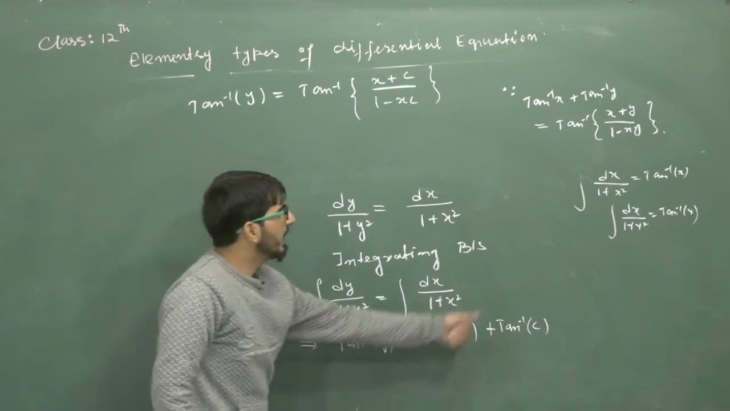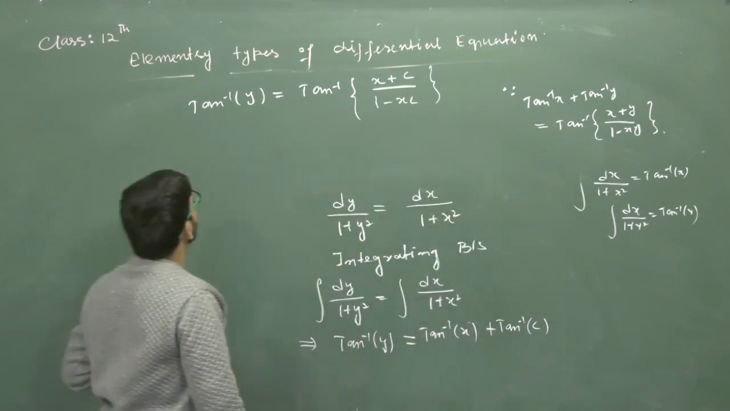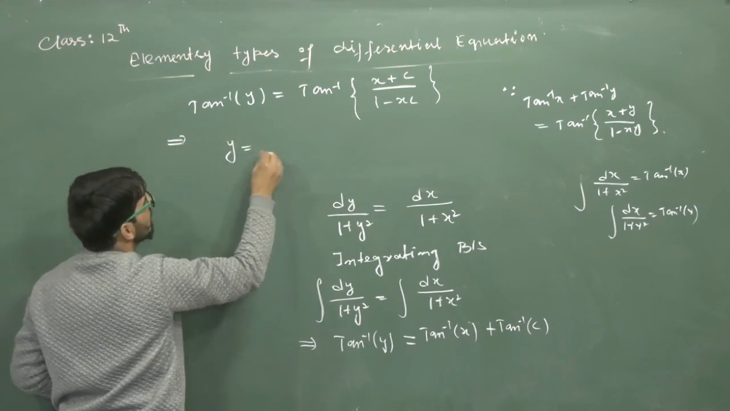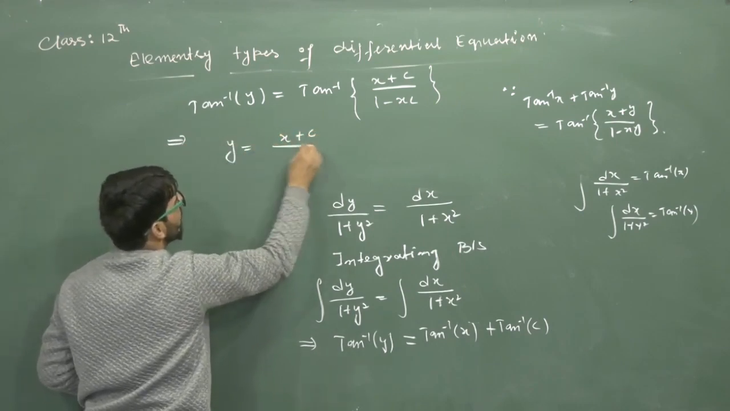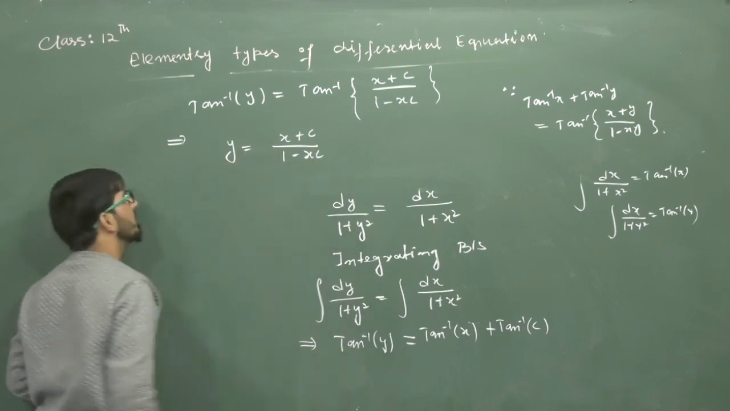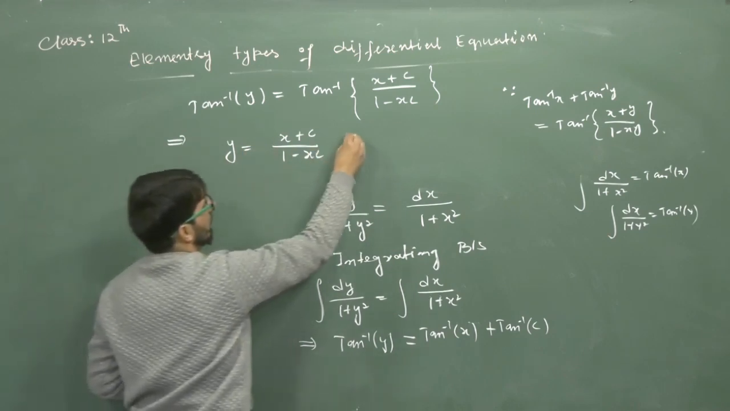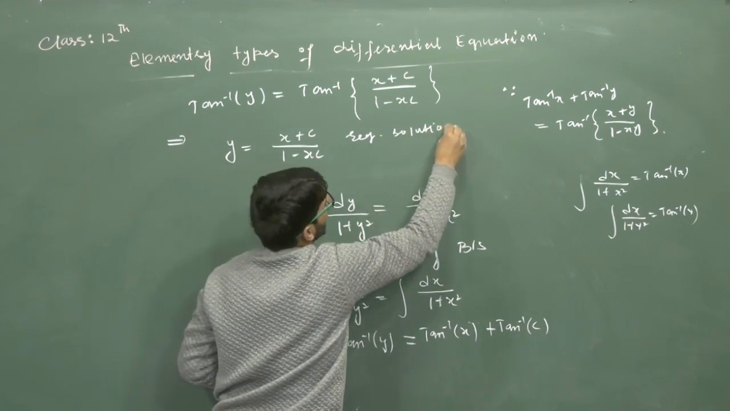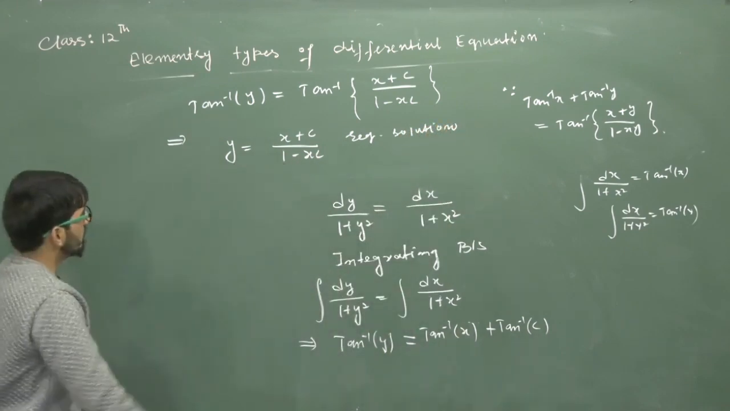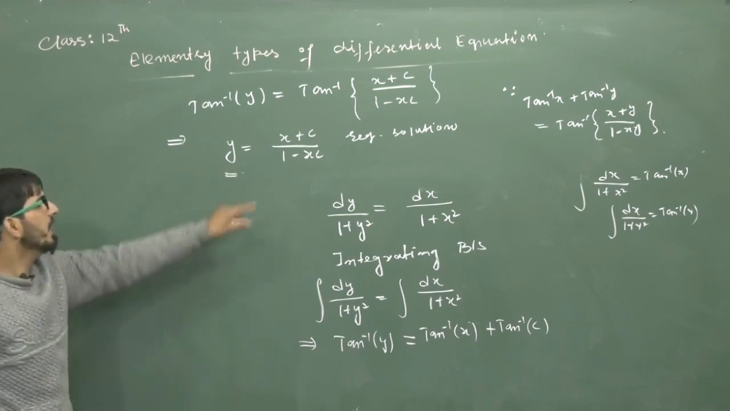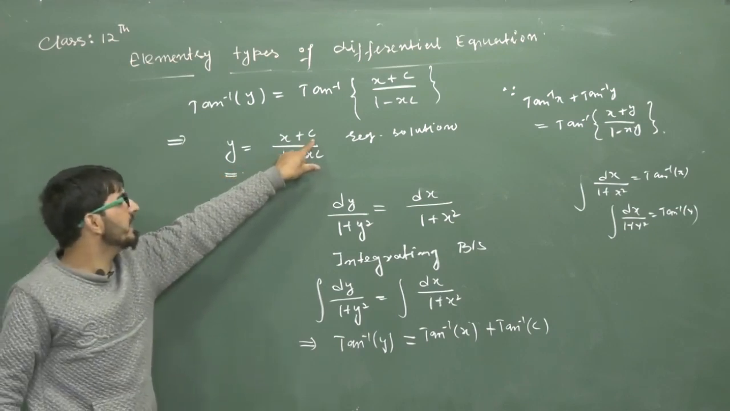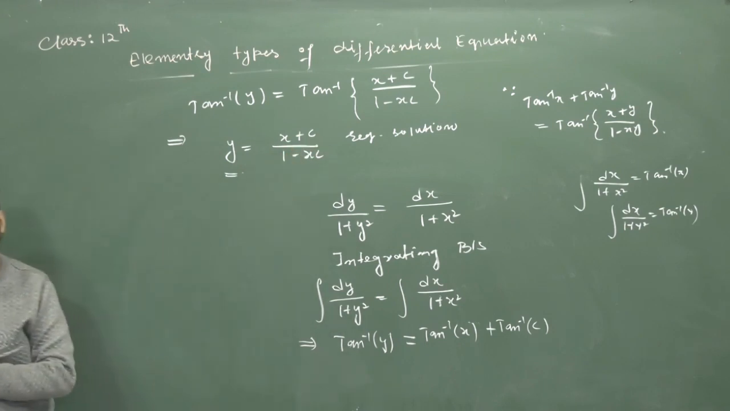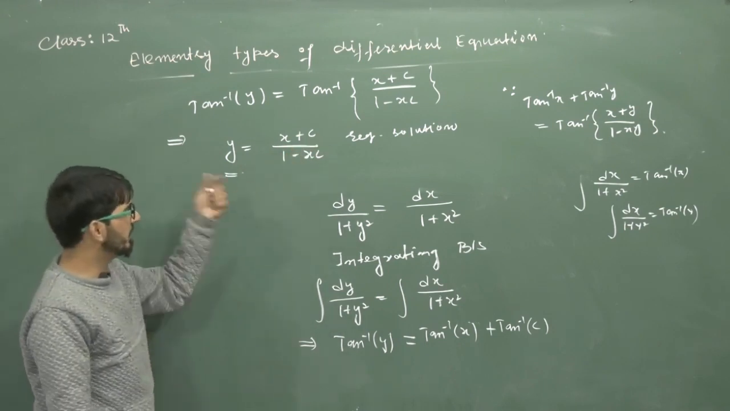So here we apply this formula, which implies y is equal to (x + c) divided by (1 - xc) will be the required solution of the given differential equation. So here this solution contains an arbitrary constant c, thus we can say this is the general solution for this differential equation.